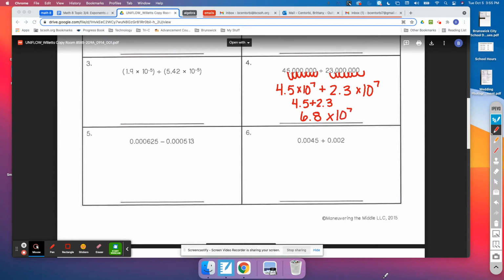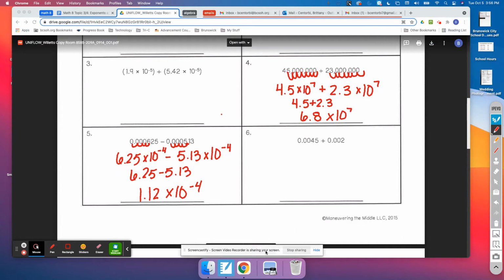Jumping down to number 5 here, we're going to convert those to scientific notation first. So we're going to do 1, 2, 3, 4. So we've got 6.25 times 10 to the negative 4th, and then minus 1, 2, 3, 4, 5.13 times 10 to the negative 4th. Same exponent, so we're just subtracting the numbers. 6.25 minus 5.13 gives us 1.12, and then we keep the times 10 to the negative 4th.